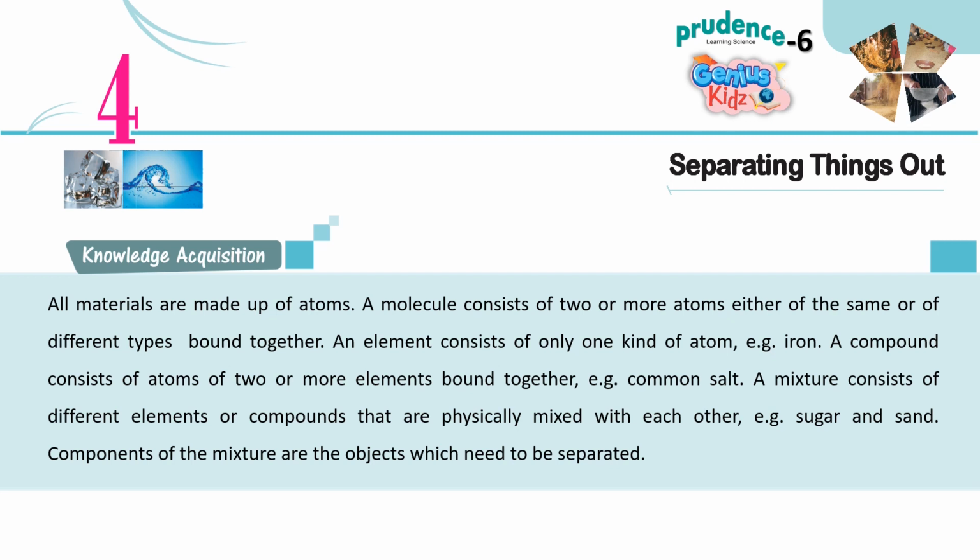A compound consists of atoms of two or more elements bound together, for example common salt. A mixture consists of different elements or compounds that are physically mixed with each other, for example sugar and sand. Components of the mixture are the objects which need to be separated.